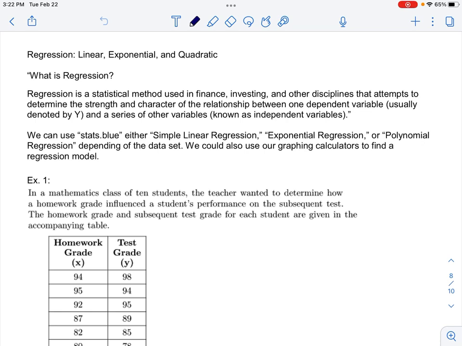So, like our previous lesson where we used stats.blue to help us analyze a data set, we are going to use stats.blue and choose either simple linear regression, exponential regression, or polynomial regression, depending on what the data set is and what it asks us to solve for. We can also use graphing calculators to find a regression model, but stats.blue is a little easier to find and navigate, so we're going to stick with that.